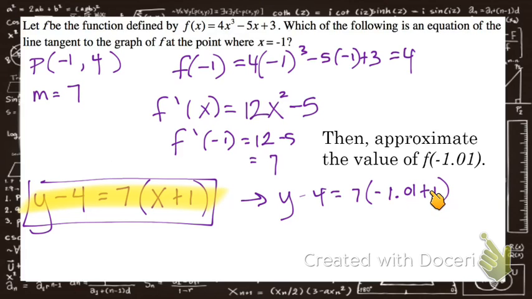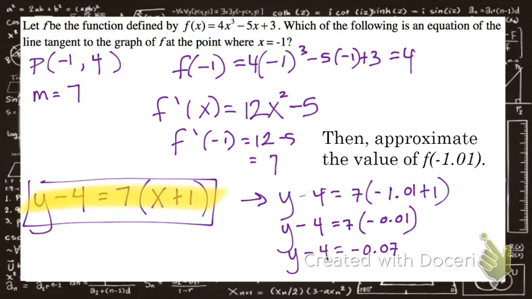What is negative 1.01 plus 1? Negative 0.01. What is negative 0.01 times 7? Negative 0.07. Negative 0.01 times 7 is negative 0.07.